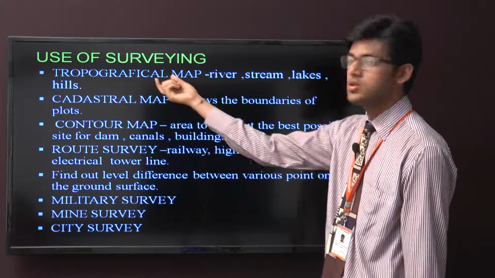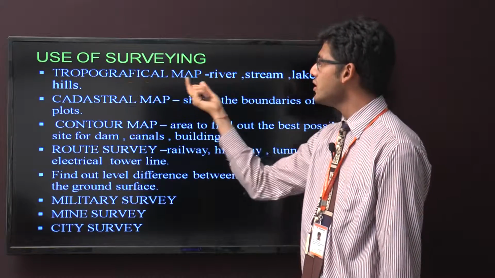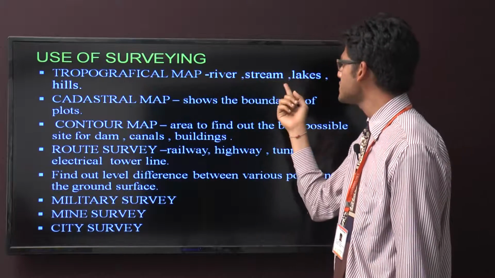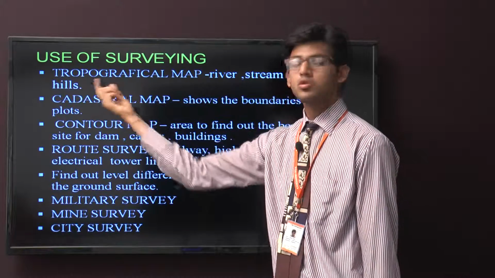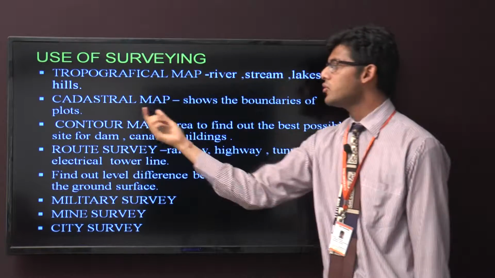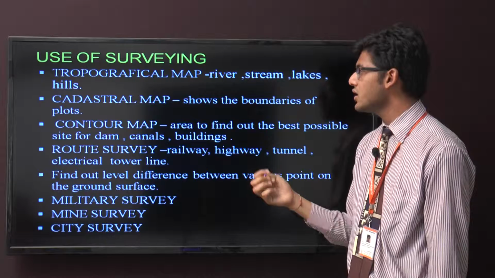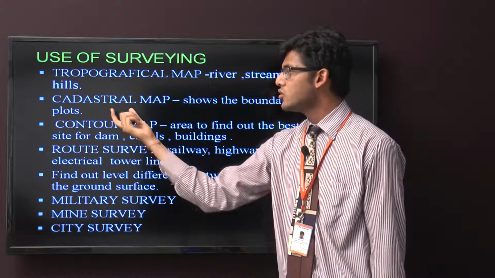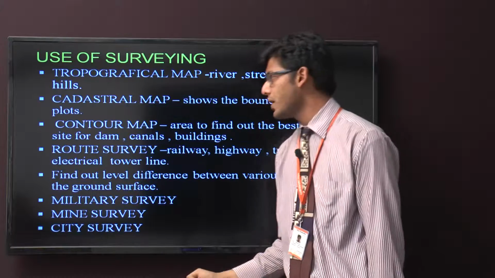The last point is the use of surveying. First, the topographical map. To make a topographical map, you survey rivers, streams, lakes and hills. By surveying all these points, you can easily draw the map. In the same way, the cadastral map. To make a cadastral map, you also use surveying to show the boundaries of the plots of any areas or lands. You can easily map it, and that is the cadastral map.